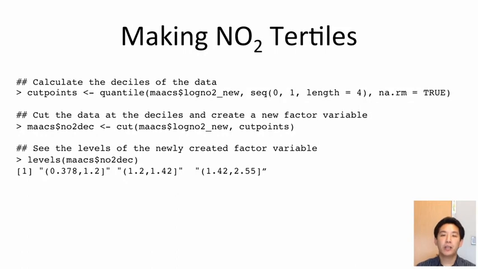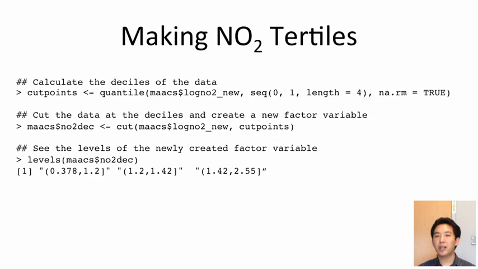So here's some code to split NO2 into tertiles. This is going to be 3 separate categories, between the minimum and the 33rd percentile, the 33rd to the 66th, then the 66th to the maximum. The first thing I need to do is use the quantile function to figure out where in the data ranges are the 33rd and the 66th percentiles. Then once I've used the quantile function to find these cut points, I pass that to the cut function, and I use the cut function to actually cut NO2 into these 3 different ranges.